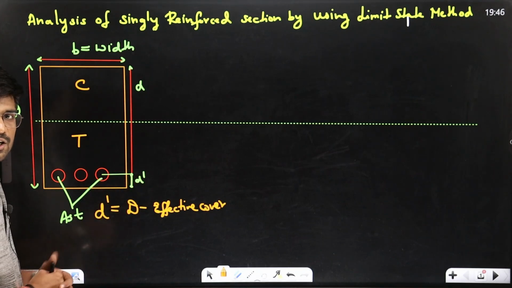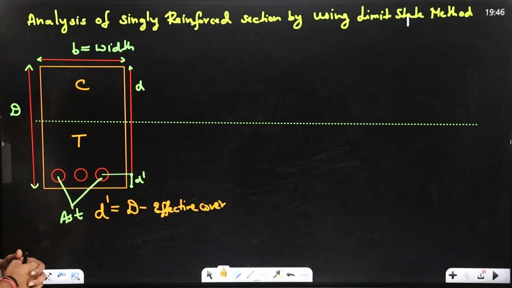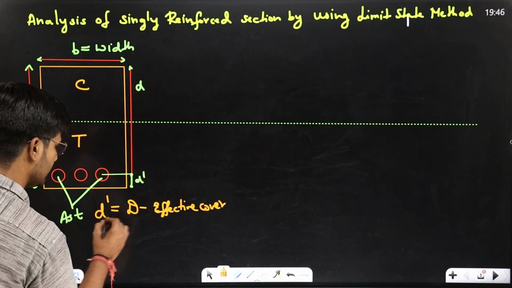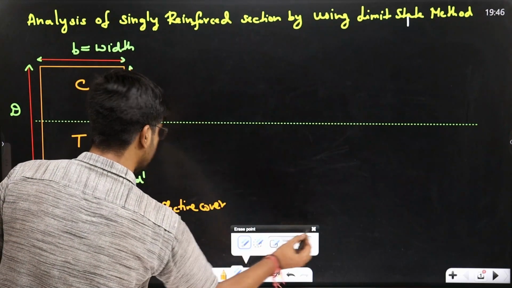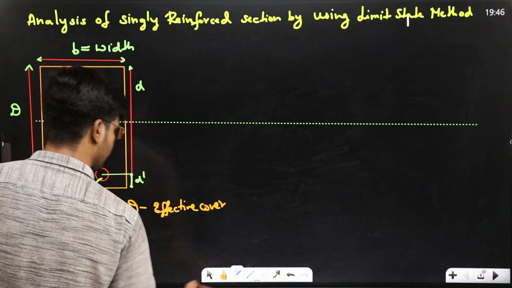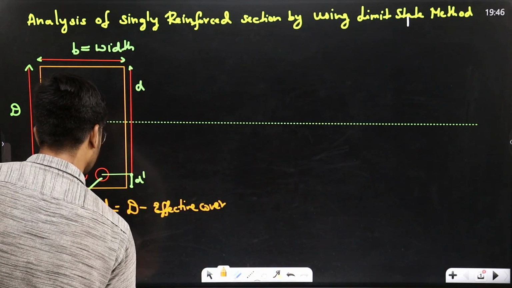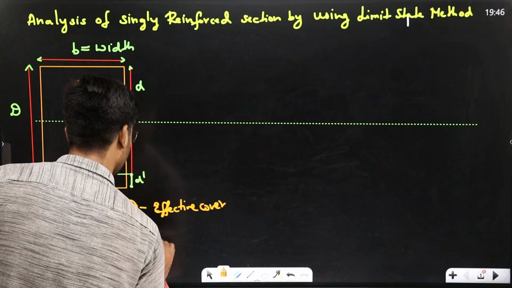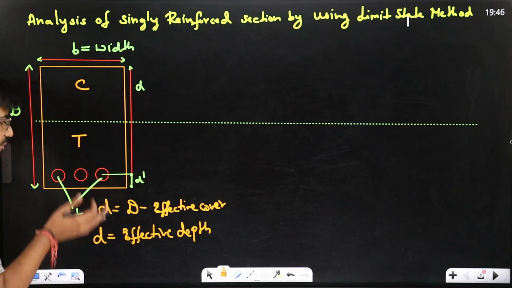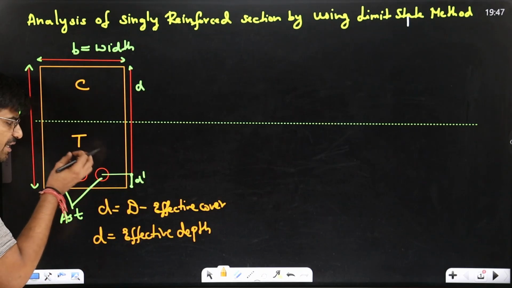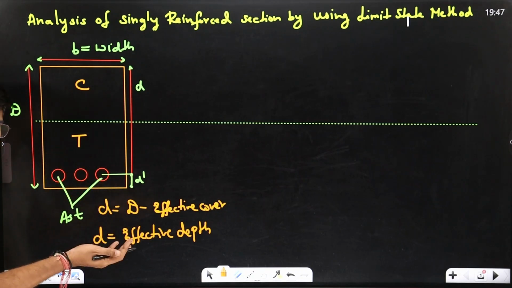You already studied it also: what is clear cover, what is effective cover. This is small d, and small d is your effective depth. And we provided reinforcement, we provided steel in tension zone because it is a singly reinforced section. So we provided 3 bars of certain diameter here.